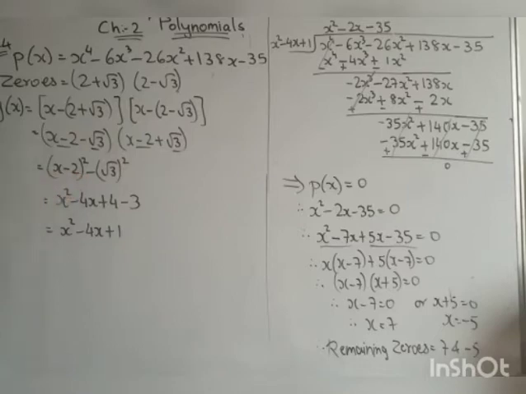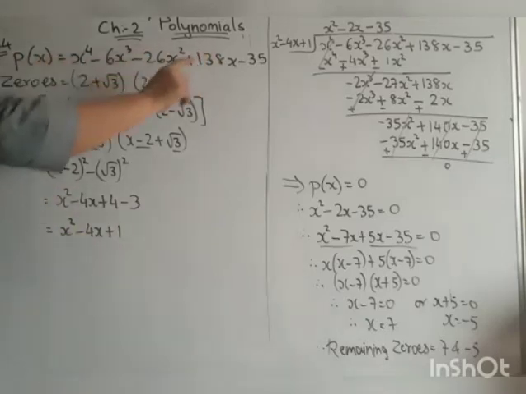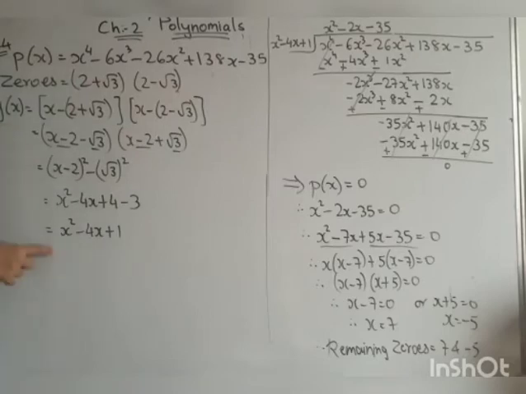Now after opening this bracket, which formula do we have to apply? We have to apply the formula a square minus 2ab plus b square. By applying this formula, we will get x square minus 4x plus 4 minus root 3 square, which is 3. So your answer will be x square minus 4x plus 4 minus 3, which is plus 1. So this is our g of x, that is the divisor. The dividend is also already there, the divisor we have found out, so now we will divide it.